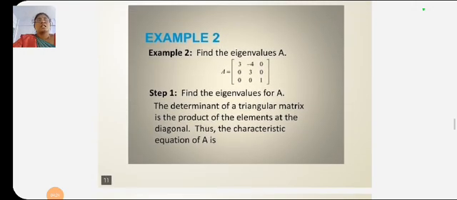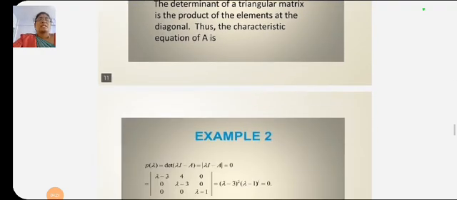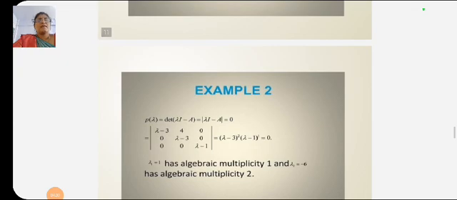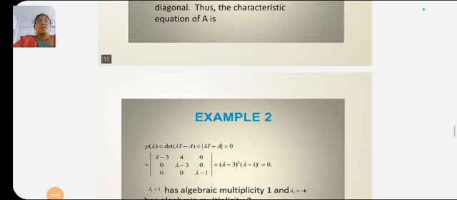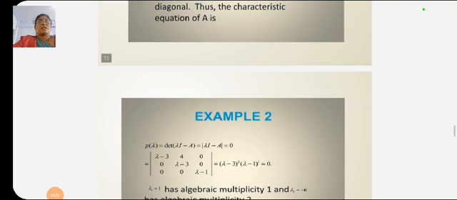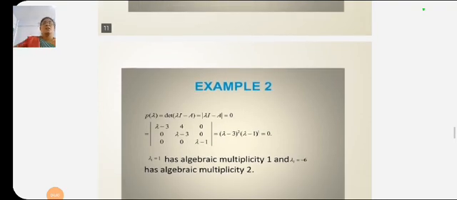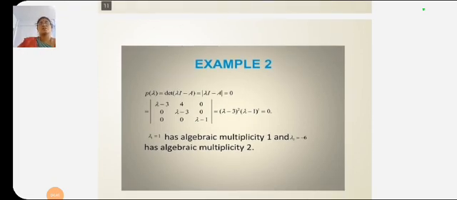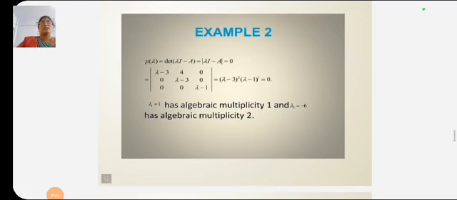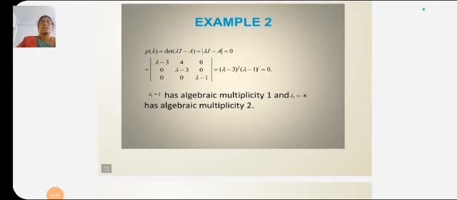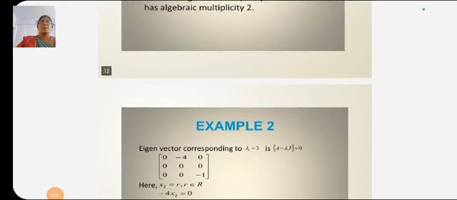Next we take a 3 cross 3 matrix and find the eigenvalues of A from the determinant of A minus lambda I equal to 0. Then the determinant of lambda I minus A equal to 0. We get (lambda minus 3) whole squared into (lambda minus 1) equal to 0. Lambda equal to 1 has algebraic multiplicity 1 and lambda equal to 3 has algebraic multiplicity 2.